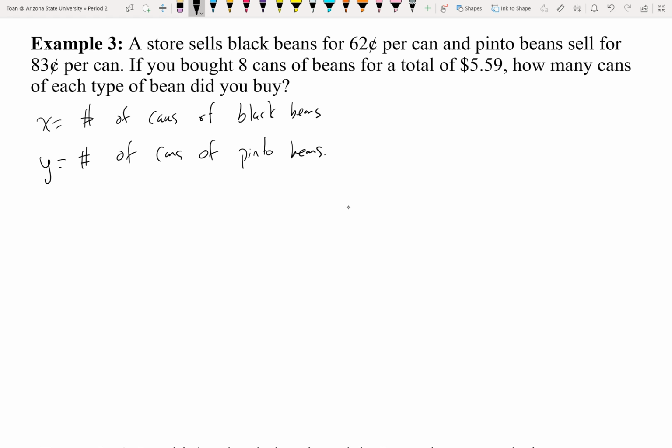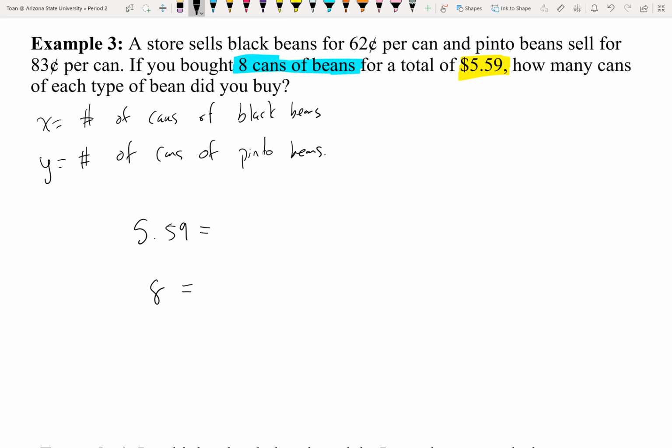One hint or strategy when it comes to building an equation is if they ever give you totals, usually when you set up the equations, these totals will be on one side of the equal sign. So if you read this question, do they give us any totals? I know that $5.59 is the total amount of money I spent. Any other totals? 8 cans. I bought 8 cans total. So I know that if I'm setting up my equation, it's probably going to be 5.59 equals stuff and 8 equals stuff, right?